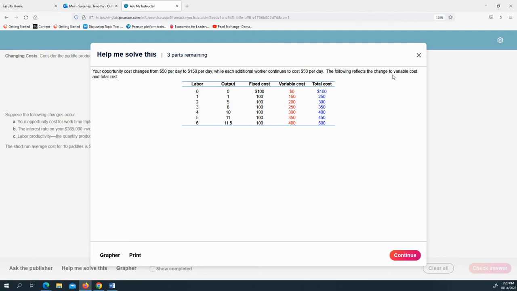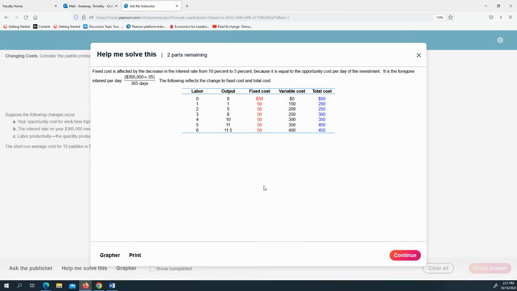Okay, so this reflects the change. Before, this said 50 here, and then it increased to 100 because it was $50 more than that, and then 150 and so on. But now it starts out at 150 because you are worth 150 a day, but every other worker you hire is only worth $50 a day because that's all you're paying them. So 150 to 200 to 250 and so on. So that changes this variable cost. And anytime you change the variable cost, it's going to change the total cost, right? Because total cost is fixed cost plus the variable cost.